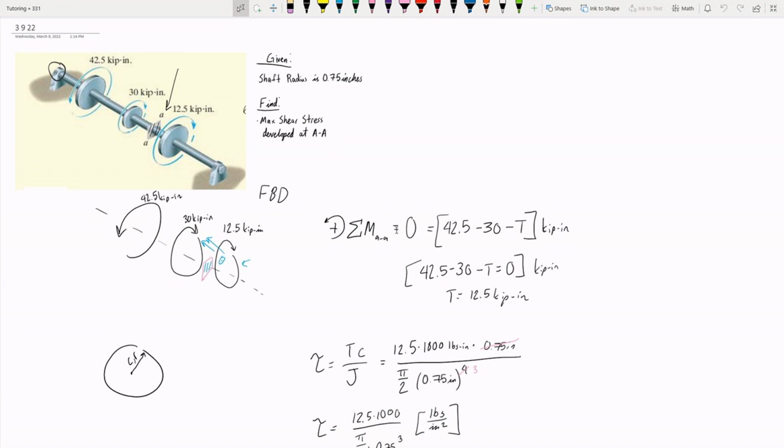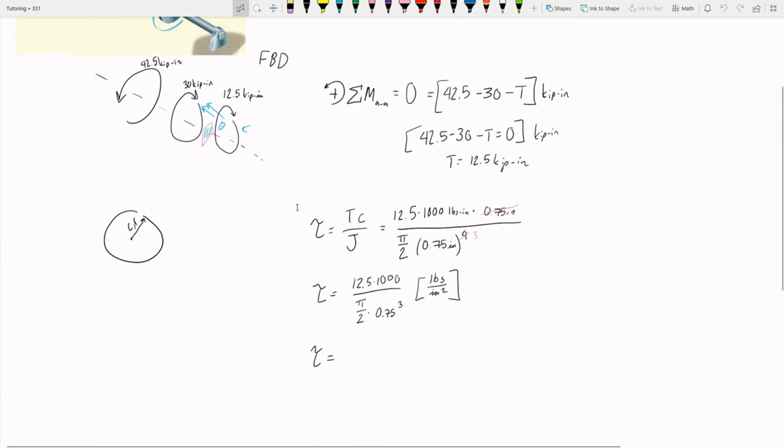Going ahead and calculating that now, we get that our shear stress is equal to 18,862.81 pounds per square inch. Or if we want to put that into ksi, we just divide by 1,000, and we find that tau is equal to 18.86281 ksi.